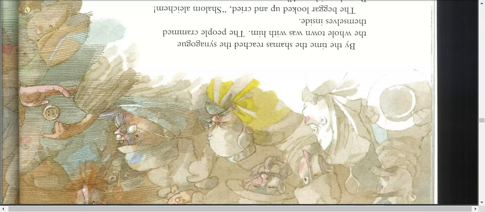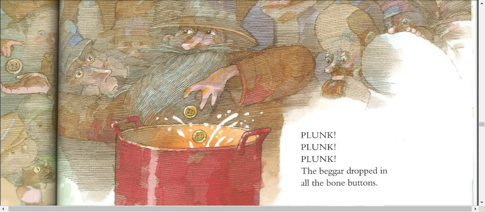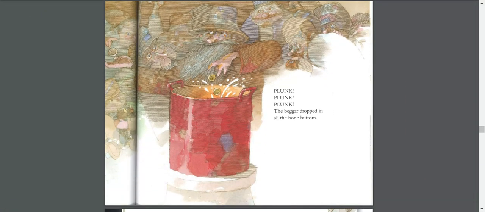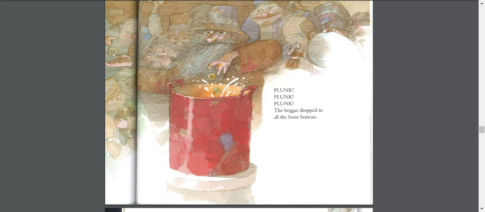Then someone called out, "So, Mr. Miracle Man, make us a miracle." "You want a miracle?" the beggar asked. "I'll give you a miracle." "Pot!" he cried. They put the pot on the stove. "Water!" They poured in the water. "Button!" They gave him the button. Plunk, plunk, plunk. The beggar dropped in all the bone buttons. Wow, look at everyone's face.